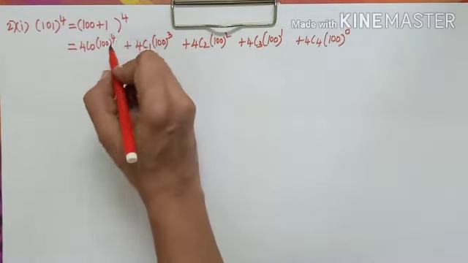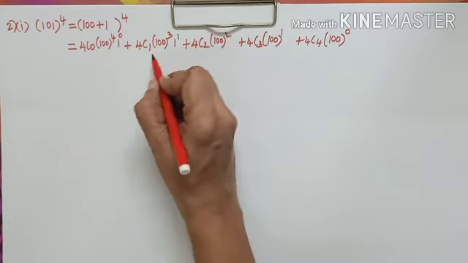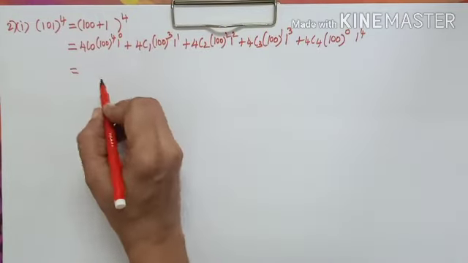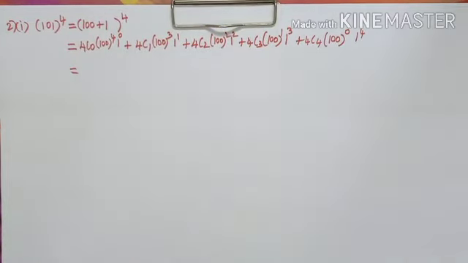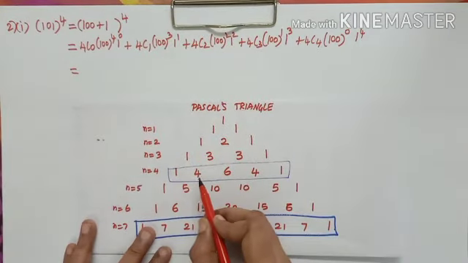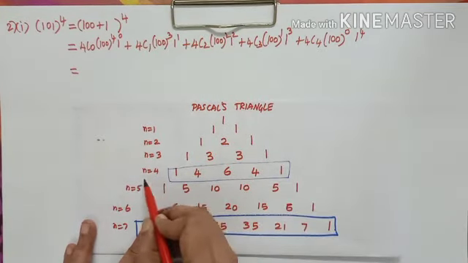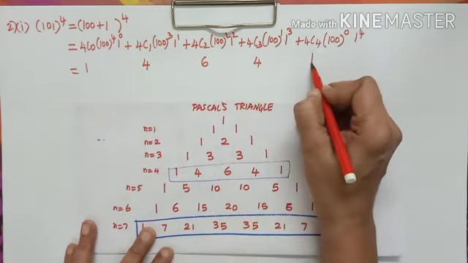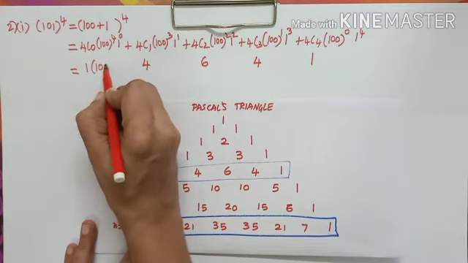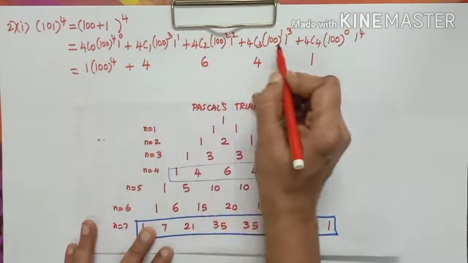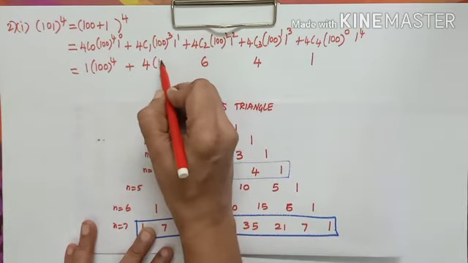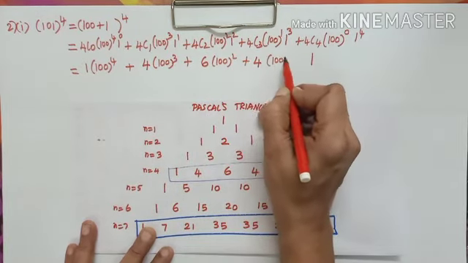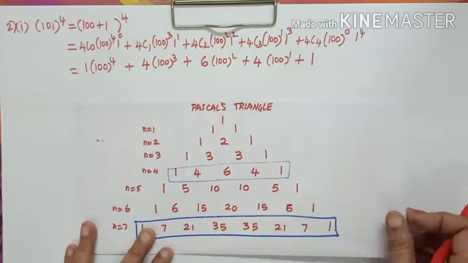The second term is 1. 1 power anything is 1, so no need to write. If you want, you can write it also: 1 power 0, 1 power 1, 1 power 2, 1 power 3, 1 power 4. Now expand it. 4C0, we will remember Pascal's triangle: 1, 4, 6, 4, 1 for n equal to 4. So let us write 100 power 4. 1 power anything is 1, so ignore that. 100 power 3, 100 power 2, 100 power 1, 100 power 0 is 1.